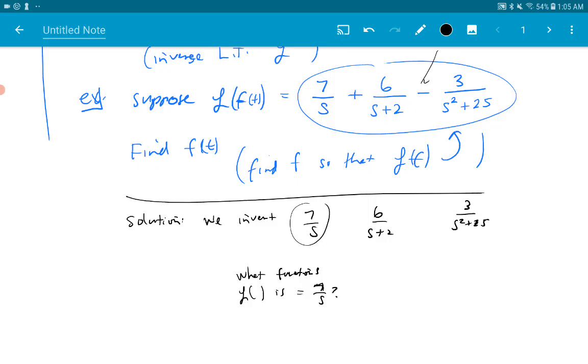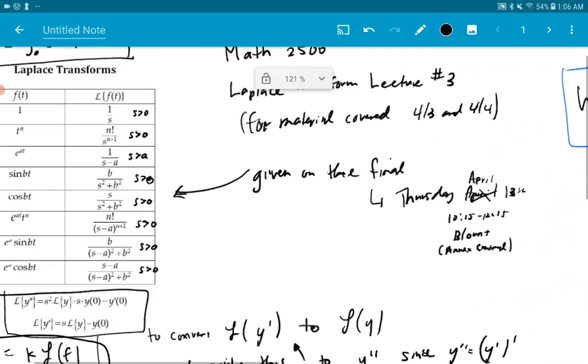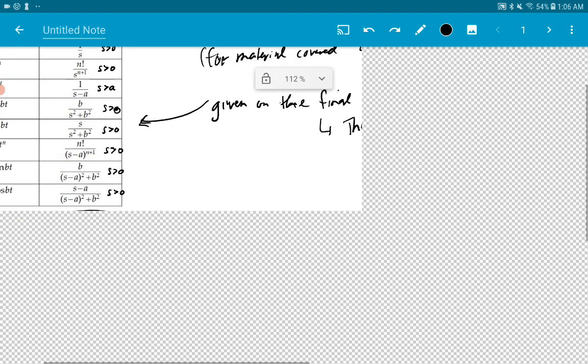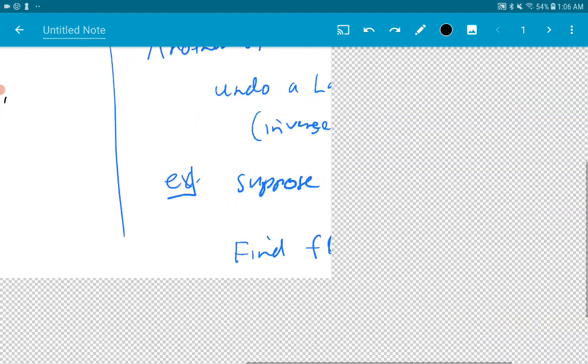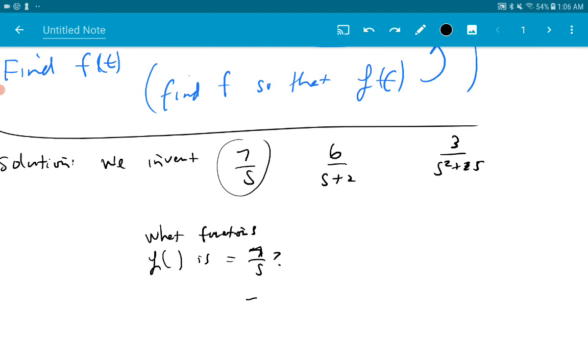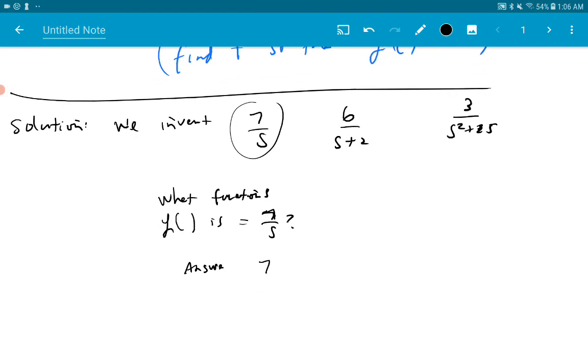Let me zoom out and go to our table. Hope you remember some of them. 1 over s is the Laplace transform of just 1. I think we had 7 over s, right? So the Laplace transform of 7 will be 7 over s. Okay, so let's go back. Sorry for all the scrolling. I'll try not to go too fast so it doesn't hurt your eyes. So this would just be 7. The answer would be just 7, because the Laplace transform of 7 would be 7 times the Laplace transform of 1, which is 1 over s.